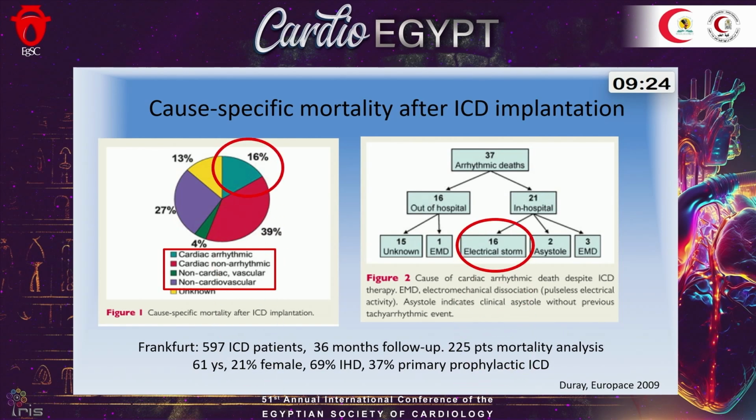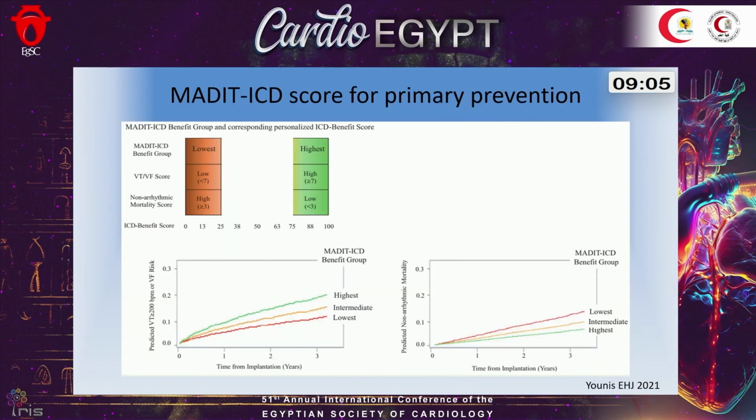So that was an early study, more than 15 years ago. There are still approximately 16% of the ICD patients who die of cardiac arrhythmic causes. So we diminish the cause of death, but cannot save all patients for eternity.